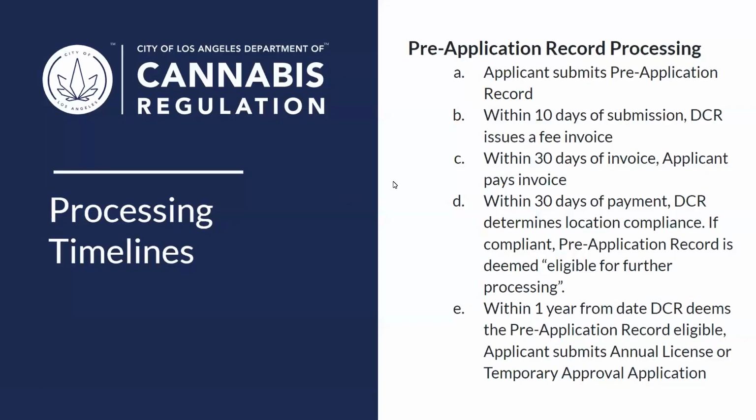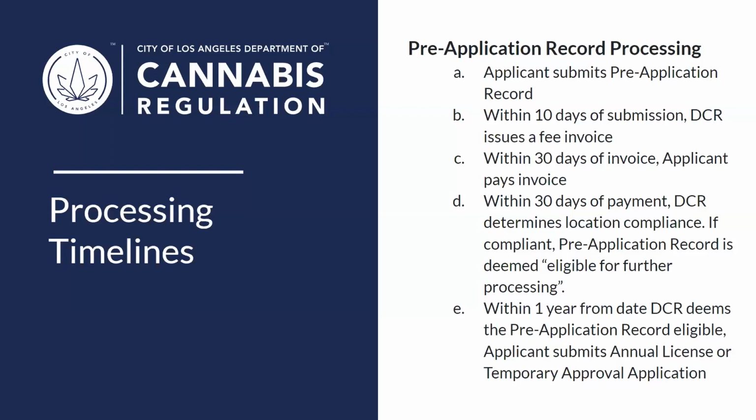In terms of processing timelines, the pre-applications are definitely going to be processed within 30 days of the payment. And DCR will determine the location compliance. So once the applicant has submitted the pre-application record, within 10 days, DCR will issue an invoice for the fees. And then the applicant has 30 days to pay the invoice. And then within 30 days of the payment of that invoice, DCR will determine the location compliance or reach out to the applicant to request additional information.